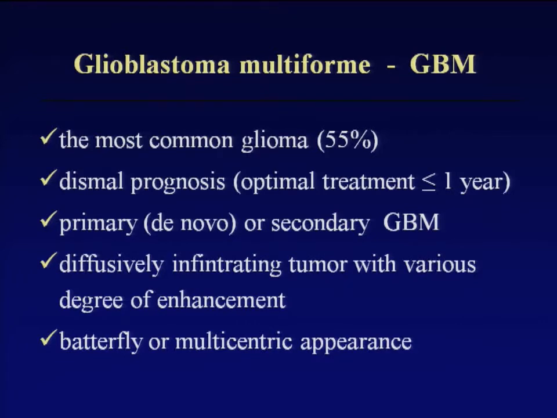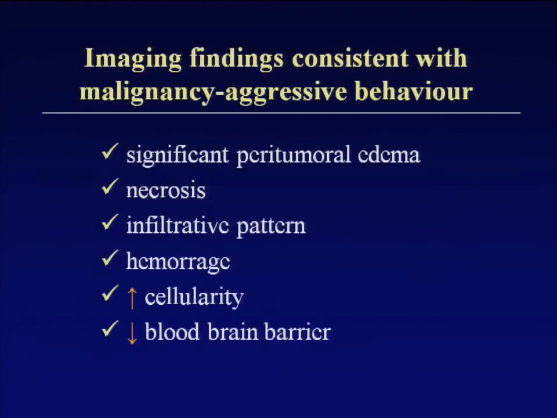It can be a primary de novo type 4 astrocytoma, or secondary, from a lower grade astrocytoma transforming to a GBM. A diffusely infiltrative tumor, this is the very bad characteristic, and sometimes it gets this characteristic butterfly or multicentric appearance. In conventional MRI, these are the imaging findings consistent with malignancy: the peritumoral edema, necrosis, the infiltrative pattern, hemorrhage, increased cellularity, and the breakdown of the blood-brain barrier.